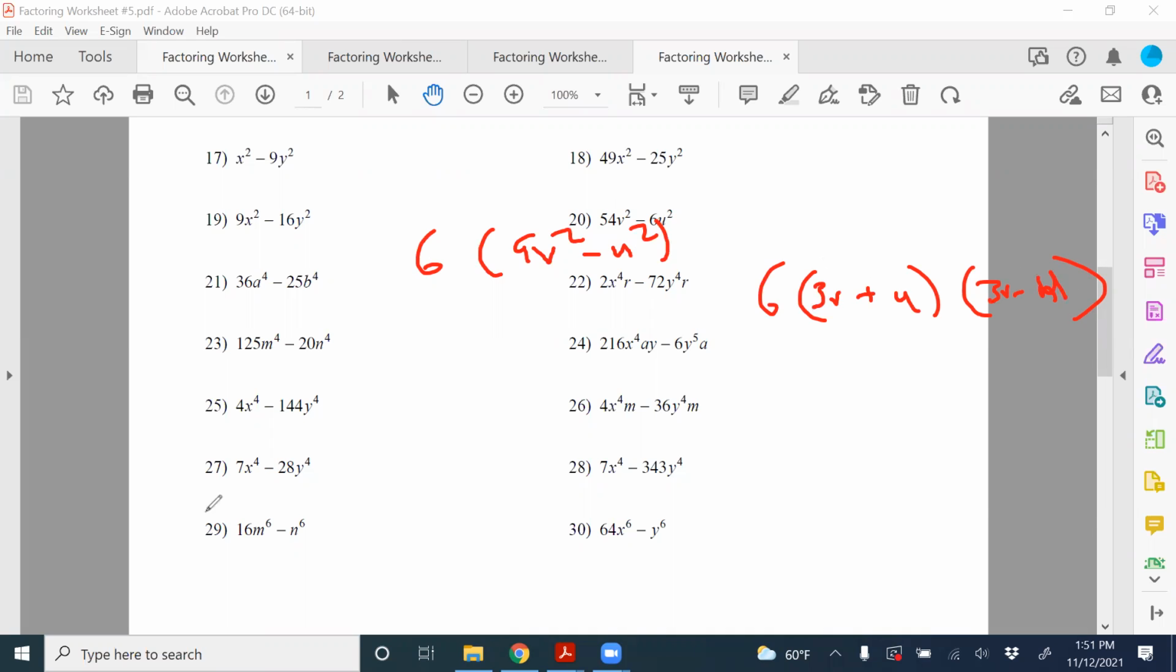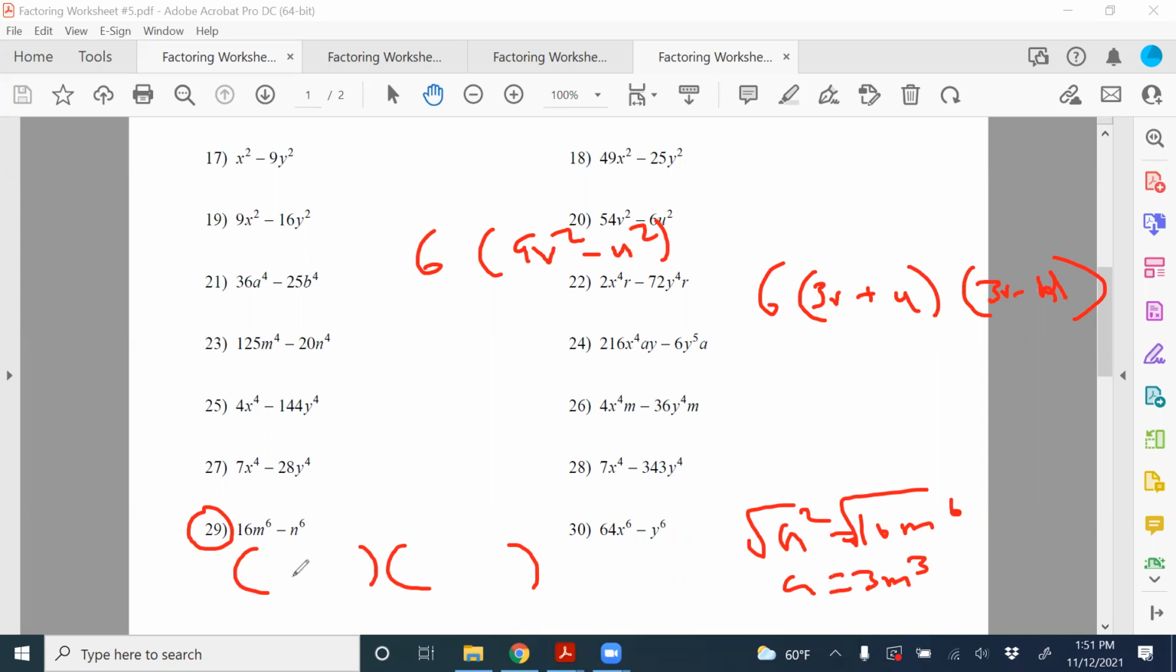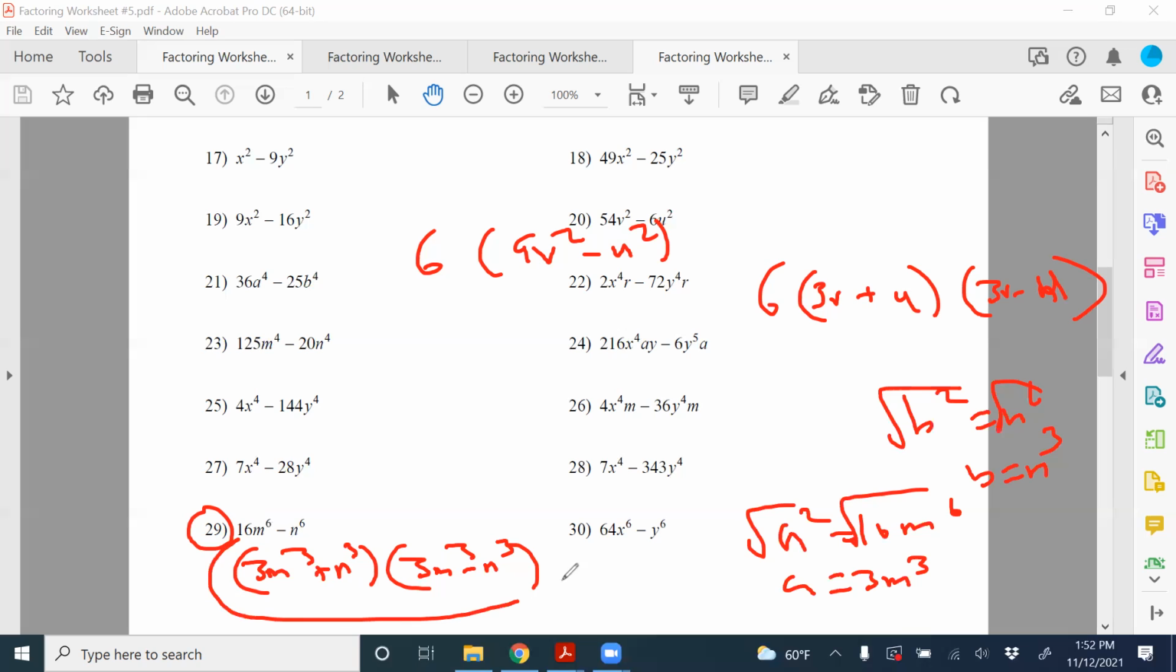Now, sometimes you'll see something like number 29, where you don't see a square for the variables. Still do the same thing. So if you're letting a squared equal 16m^6, if you take the square root, a equals 3m^3. Then n^6, if you let b squared be n^6, well, guess what? Square root, b is n^3. So n^3, n^3, plus, and minus, and there we go.